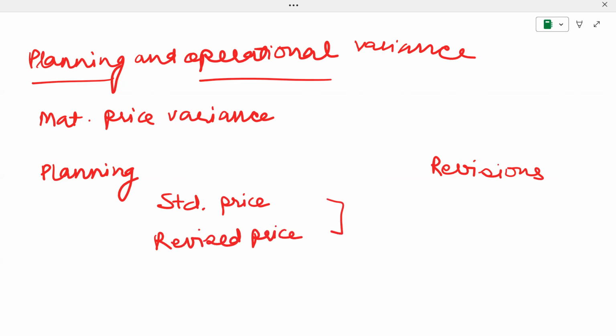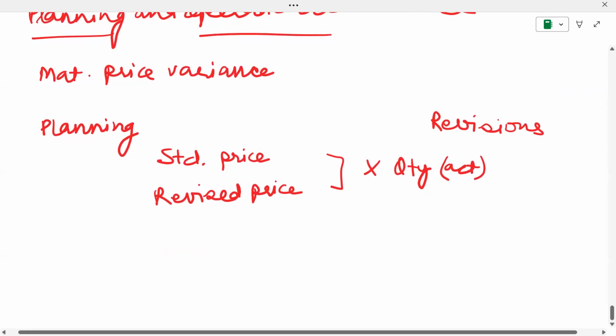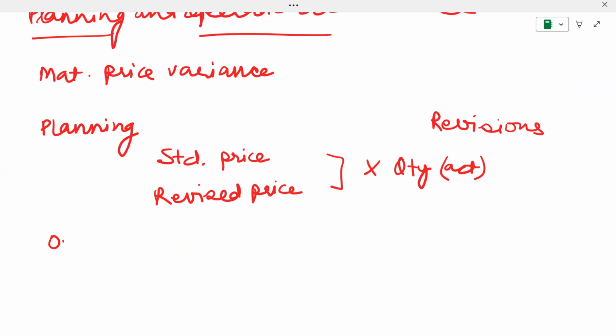So the difference between these two is what is going to tell their fault, and you multiply this difference with the quantity, which is the actual quantity. So with this, you will be able to find out by how much the estimates of the planning department were off. And then you talk about the operational variance.